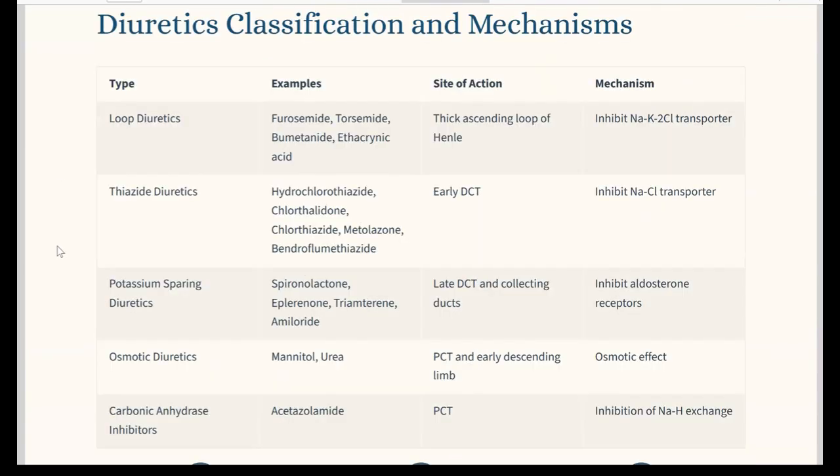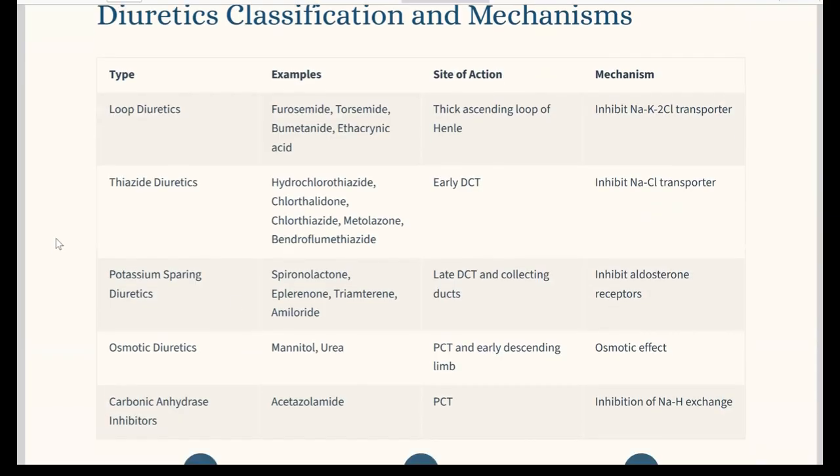This is your diuretic classification. Again, many MCQs can come from this one. If you want, I will share the file, so you will have it. You don't need to take any photos of this one. We're just going to quickly go through this, and I hope we can do a quick session so that I don't take a lot of your time.